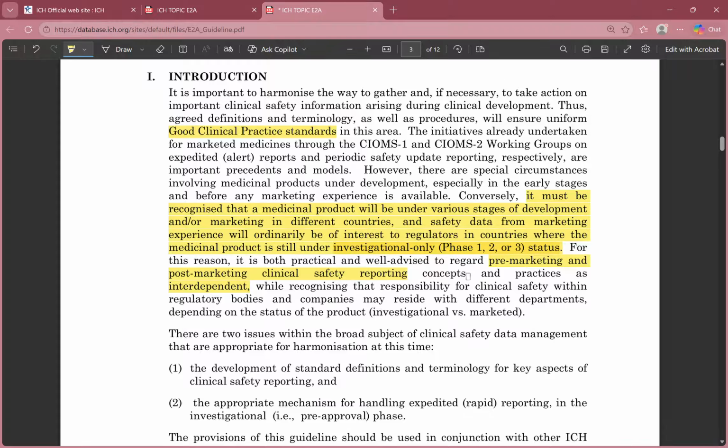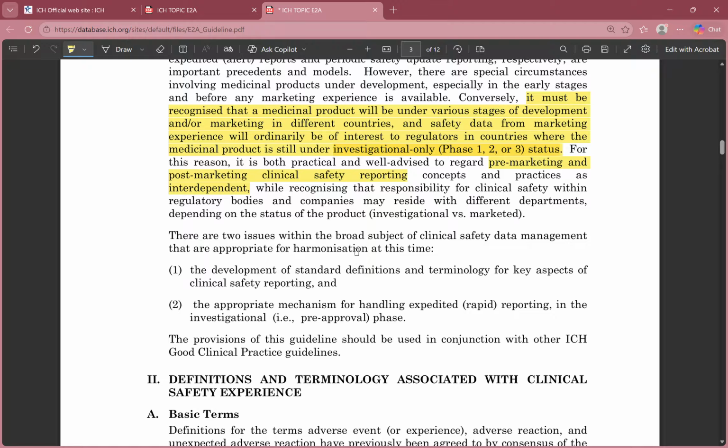Also, when a drug is approved in one country but it is still in clinical trials in another country, the safety data from the marketed use should also be shared with the regulators where the drug is still under investigation. So that tells us that it is both practical and well advised to regard pre-marketing and post-marketing clinical safety reporting concepts and practices as interdependent, while recognizing the responsibility for clinical safety within regulatory bodies.